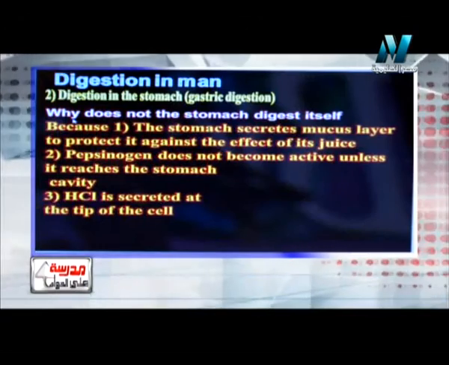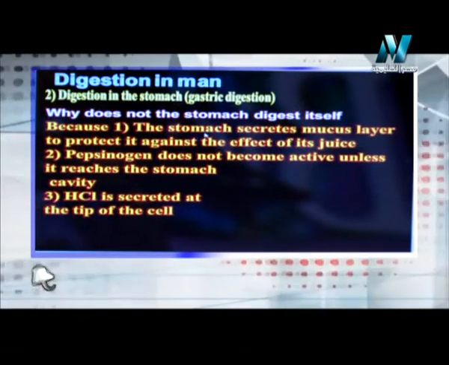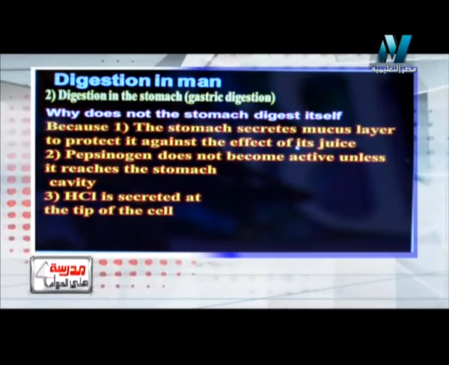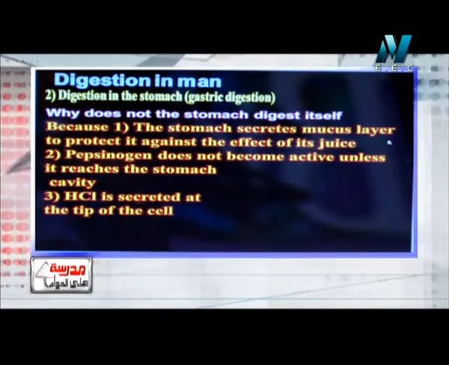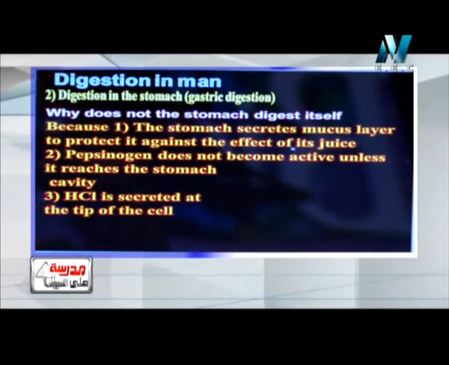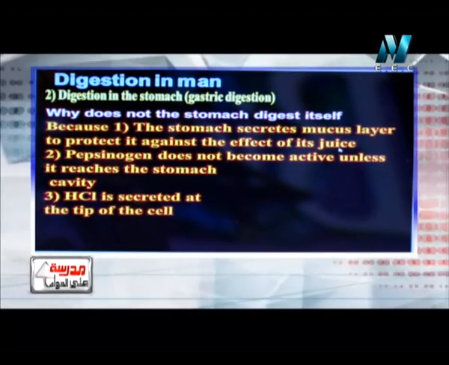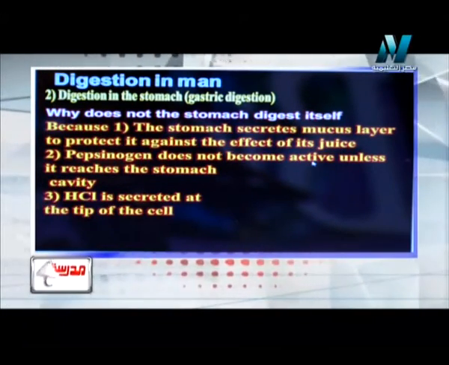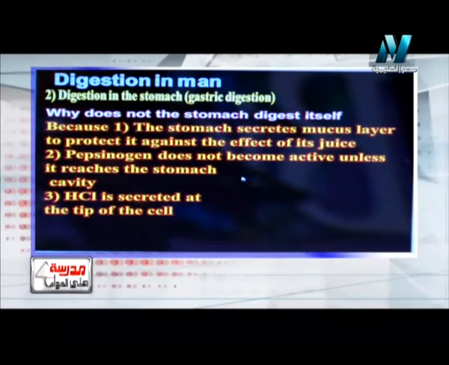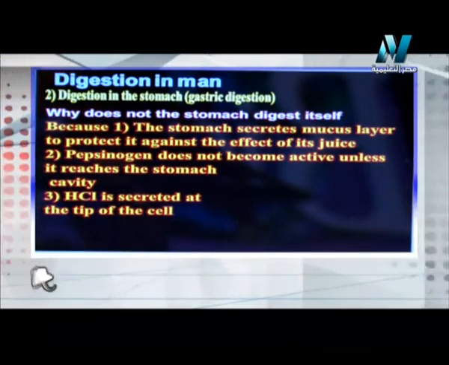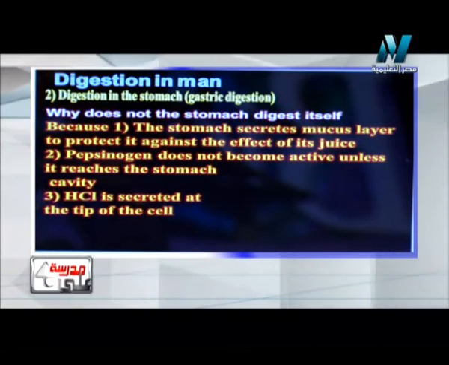What about the question: give reason why the stomach does not digest itself? Because the stomach secretes a mucus layer to protect it against the effect of the juice. Pepsinogen doesn't become active until it reaches the stomach cavity. Number 3, HCl is secreted at the tip of the cell.